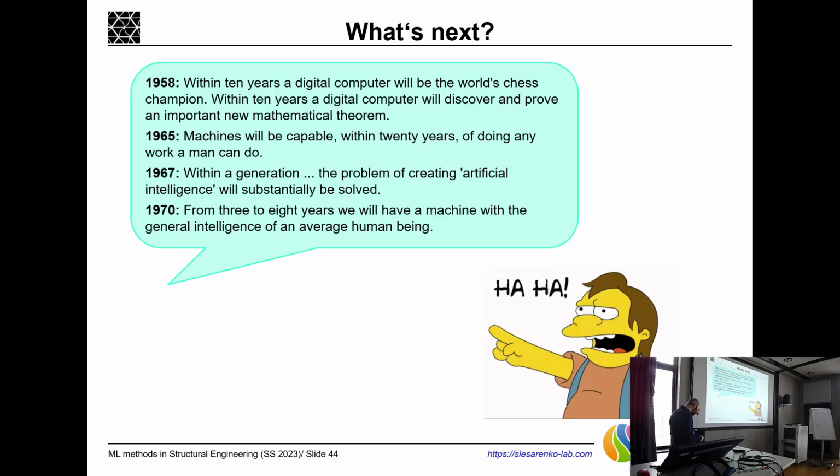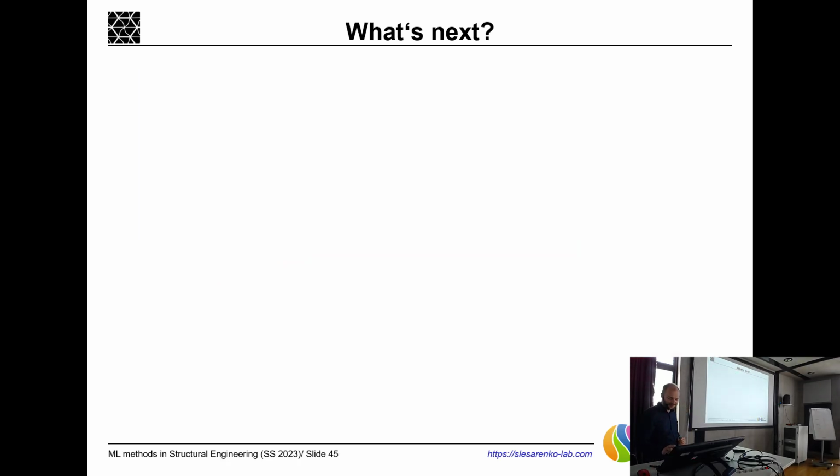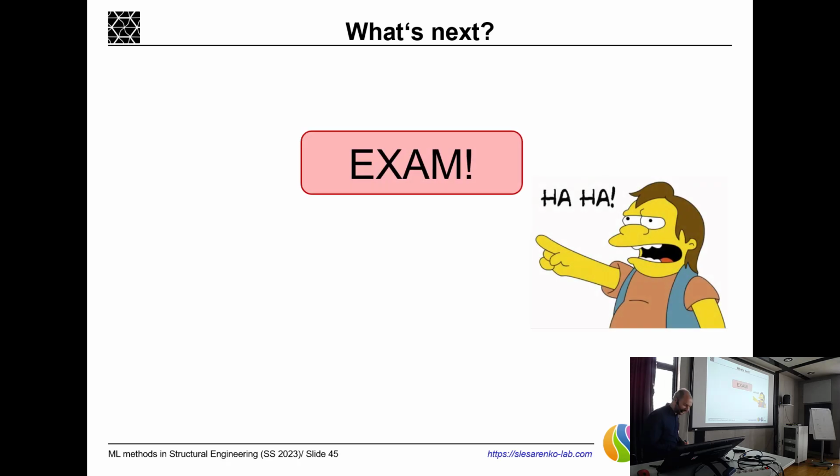However, if you remember the first lecture, that's our prediction from 1958. Within 10 years, a digital computer will be the world's chess champion. That didn't happen, it happened only 40 years later. Machines will be capable within 20 years of doing any work a man can do. Still didn't happen. Within a generation, the problem of creating artificial intelligence will be substantially solved. No. And in 8 years, we will have a machine with the general intelligence of an average human being. 50 years, nothing like that. So all predictions are quite random. So what's next? Definitely, it's an exam.